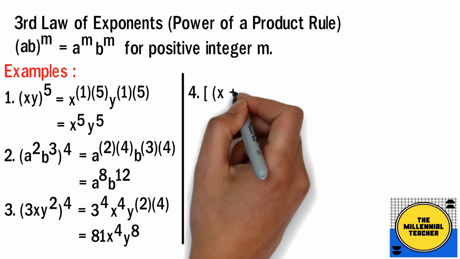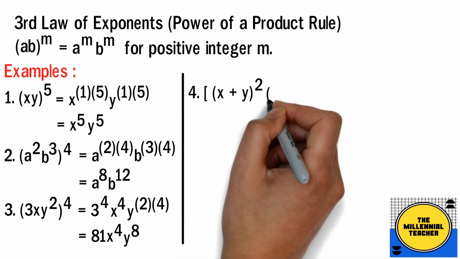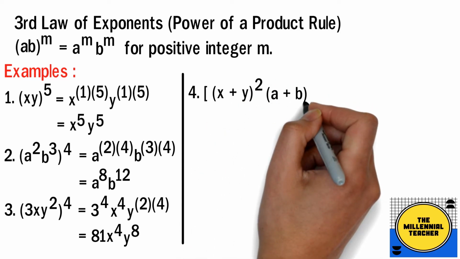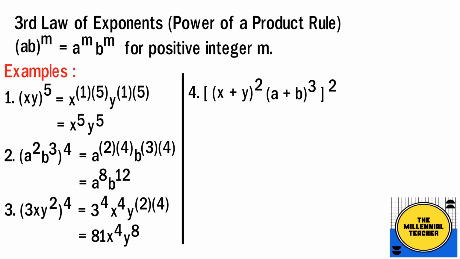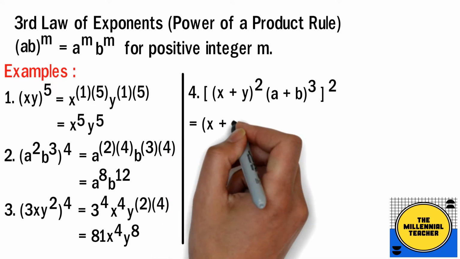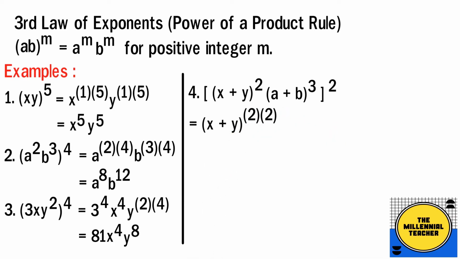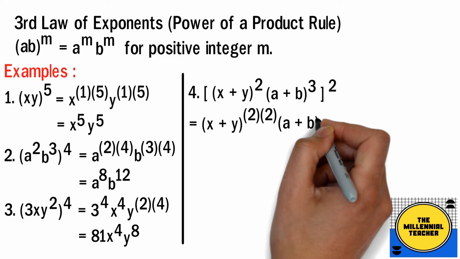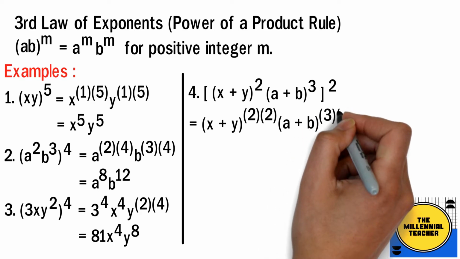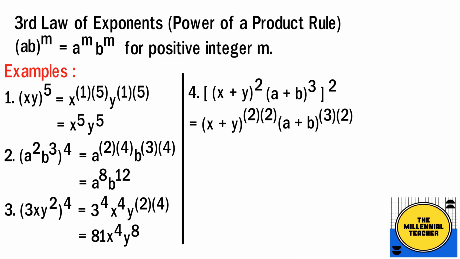Example number 4 ay quantity x plus y squared times quantity a plus b cubed, times squared. I-distribute natin ang exponent na nasa labas sa mga exponent ng mga base na nasa loob. Kaya magiging quantity x plus y raised to 2 times 2, quantity a plus b raised to 3 times 2.